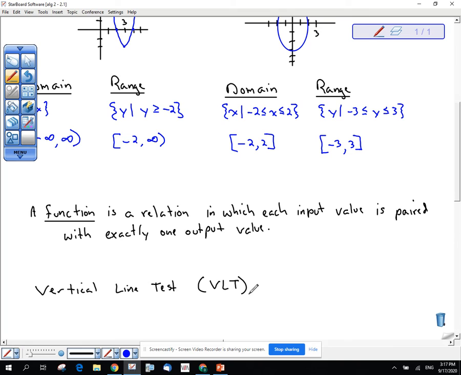And if you see more than one arrow leaving from the same element of the domain, the same input, that's the equivalent of what I just explained in the list. That would not be a function. And the lack of that would mean that it is a function.